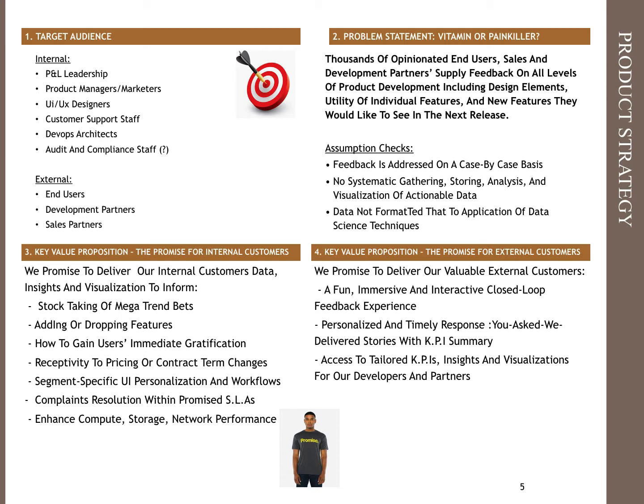So then you want to know what the problem statement is. Is it a vitamin or a painkiller, right? The vitamin just treats your symptoms, but a painkiller is the one that really reduces the customer's pain. So you want to know what the problem statement is. What is the size of the number of people who are using your products who will effectively complain about the lack of features or any sort of functional mistakes or any sort of errors in your products, right? So thousands of opinionated users. Sales and development partners would supply feedback on all levels of product development, right?